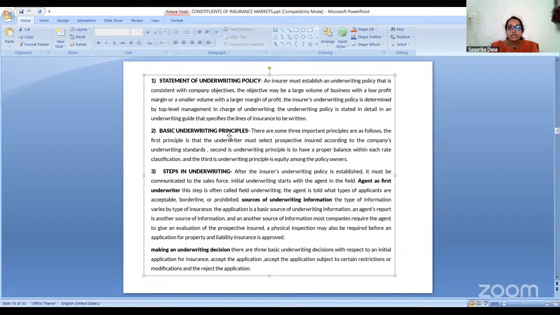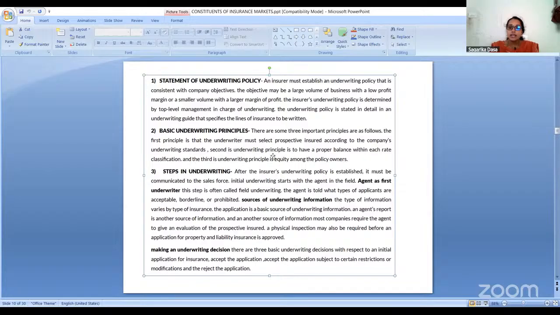The basic underwriting principles. When going with the underwriting policy, there are some basic principles that the underwriter has to follow. The first principle is that the underwriter must select prospective insured according to the company's underwriting standards. According to the company standards, the underwriter must select the prospective, that is the concerned insured, the targeted insured parties, that is the policy holders. Based on the policy holders only, the underwriting must be done.